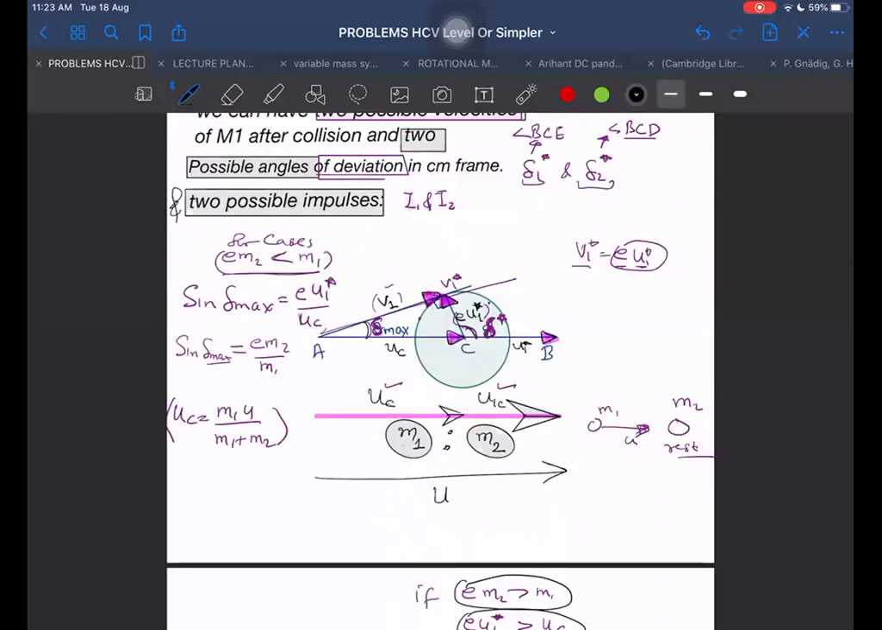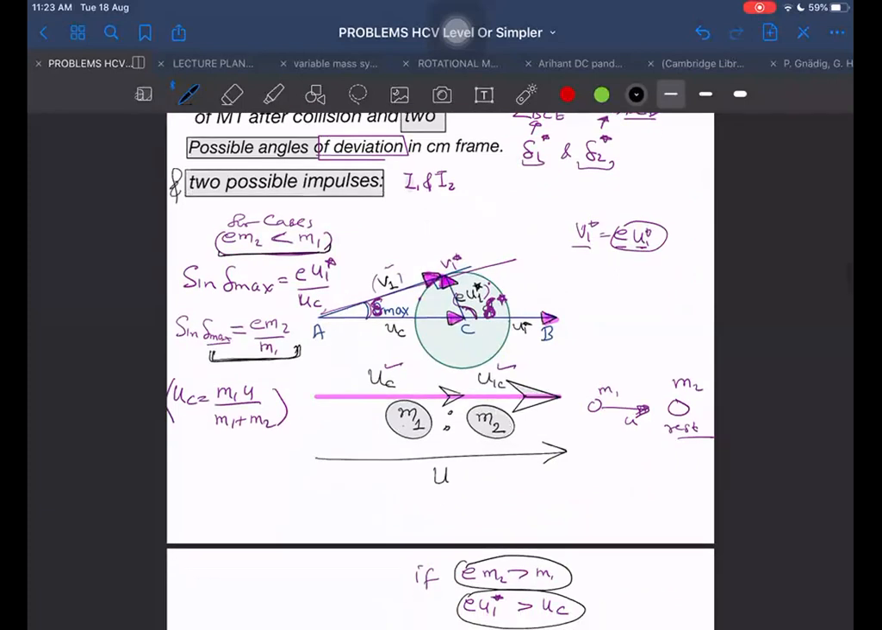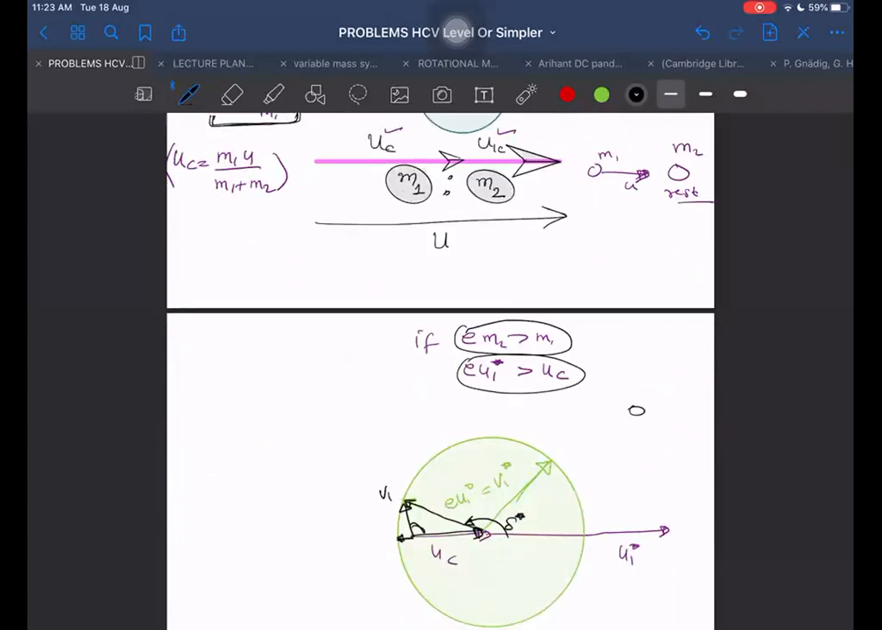There is no such upper limit. This upper limit is valid only for which cases? When E into M2 is less than M1. Then the angle of deviation will not exceed beyond a particular given value. It will be less than that always. Otherwise, there is no such limit. In this case, all angles of deviation are possible.